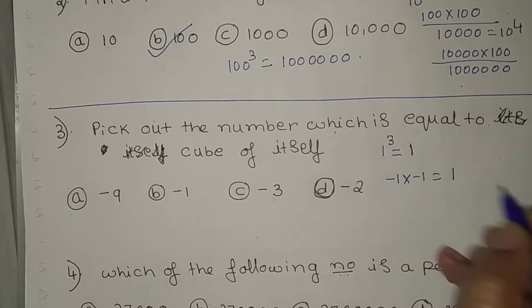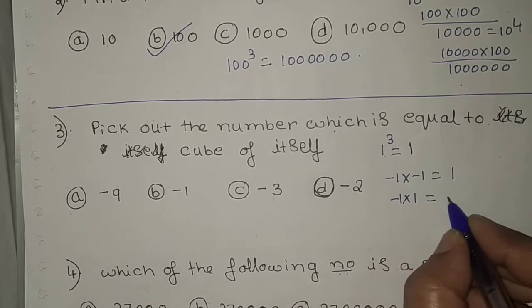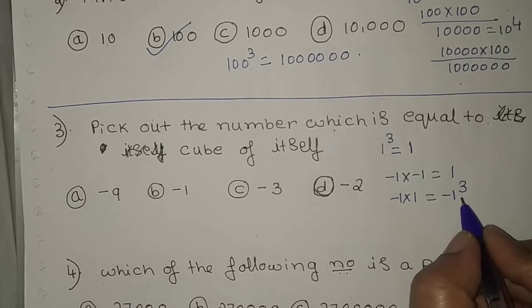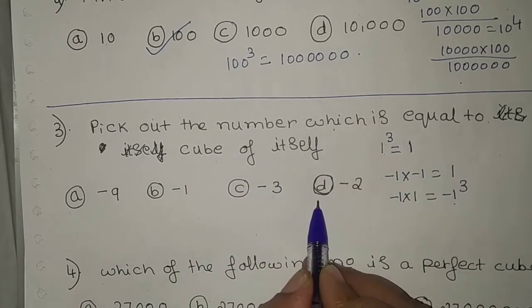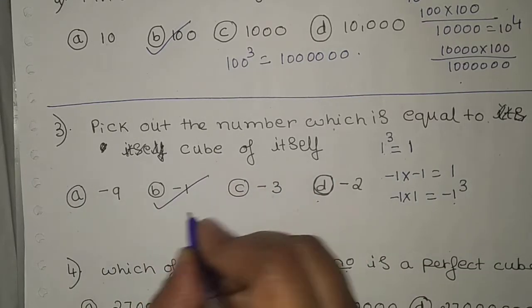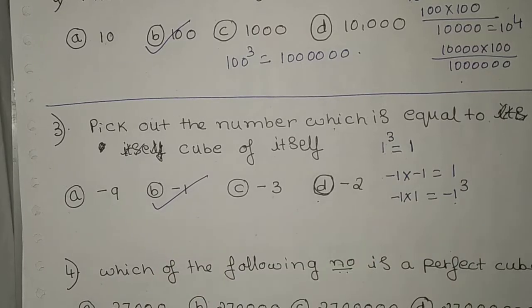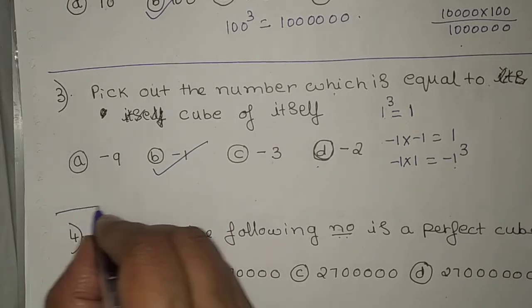will become 1. Again minus 1 into 1 will become minus 1 cube. So what is the number here? The matching one is option B. So minus 1 cube is equal to minus 1 only. So option B is the correct answer.